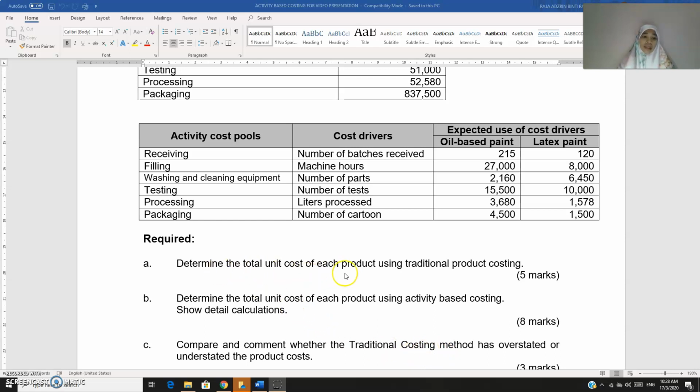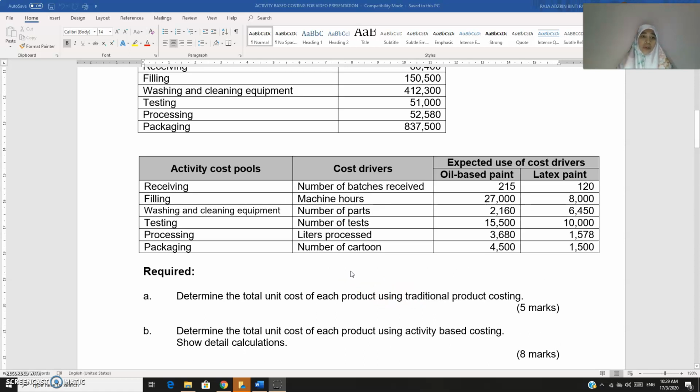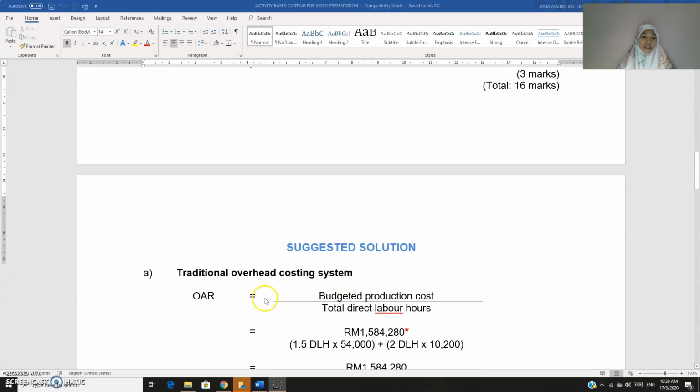First, let's look at the calculation of total unit cost based on your traditional product costing. Bear in mind that the material and labor remain the same, either you use the traditional method or the activity-based costing method. The difference just lies in the treatment of your overhead. Before you can calculate your overhead, traditionally, we have to determine our overhead absorption rate. So first, you need to calculate your OAR, your overhead absorption rate.